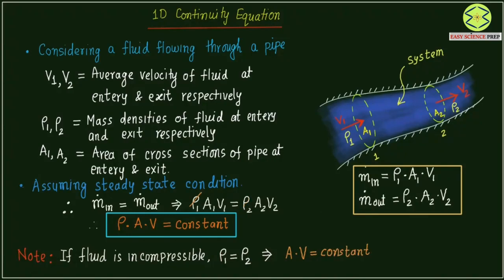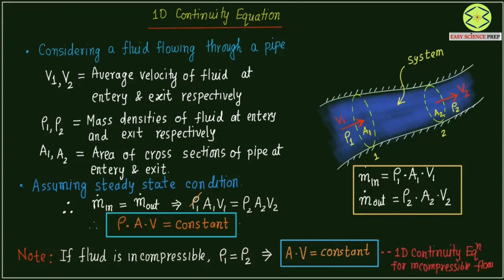So this is the second form of the one-dimensional continuity equation, that is area into velocity, which is also known as discharge, equals constant. This is also very important. This is called the one-dimensional continuity equation for incompressible flow, and the earlier one is the one-dimensional continuity equation in the general situation. So like this, we can derive the one-dimensional continuity equation by using the law of conservation of mass.